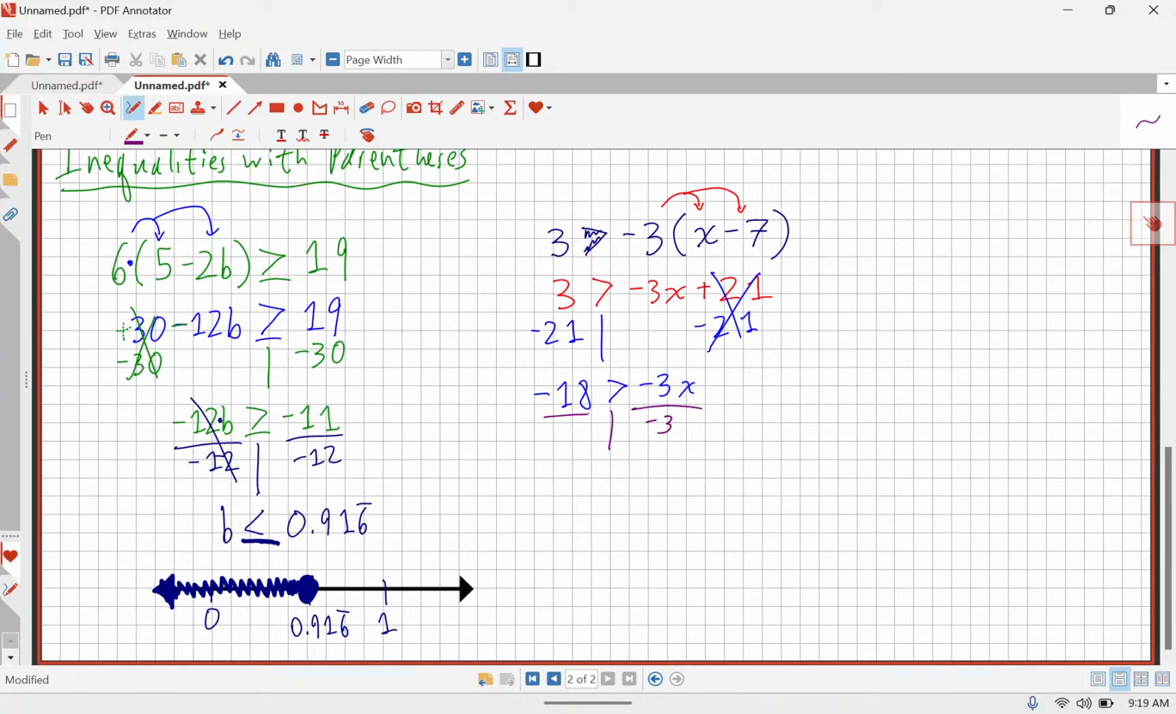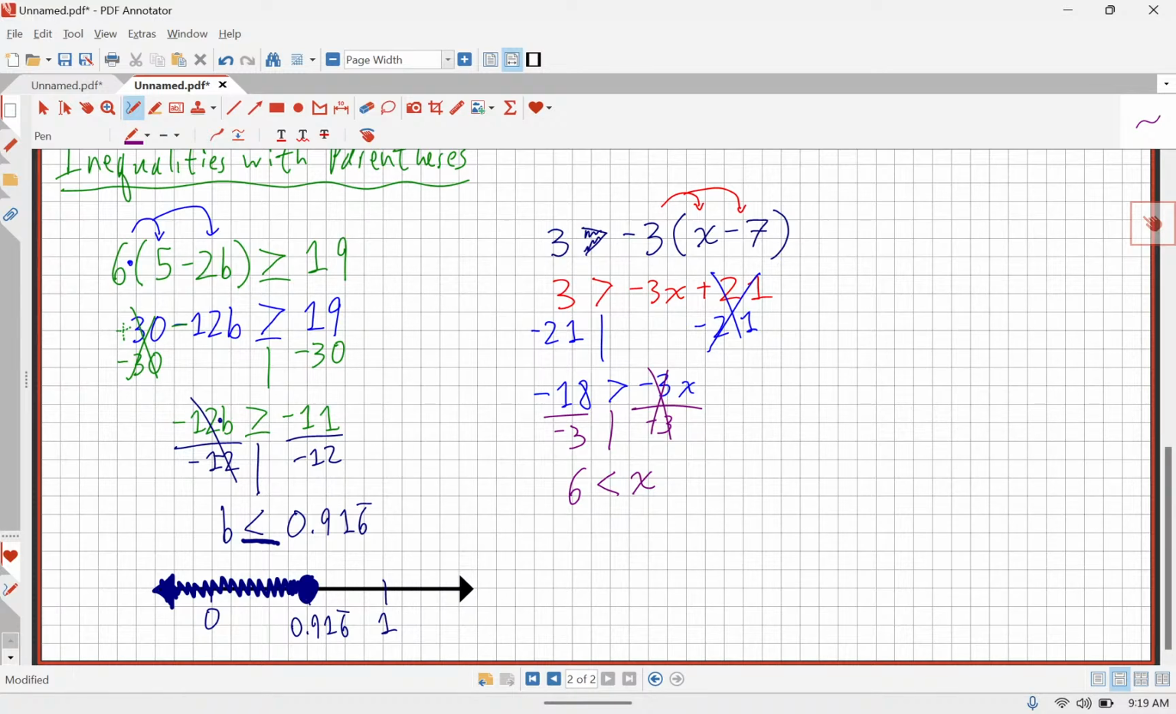Divide both sides by -3. Now, Jane, did we divide both sides by a negative? Yes, and that means that, and I think that's 6. And I have to change the inequality sign. x, 6 is less than x.